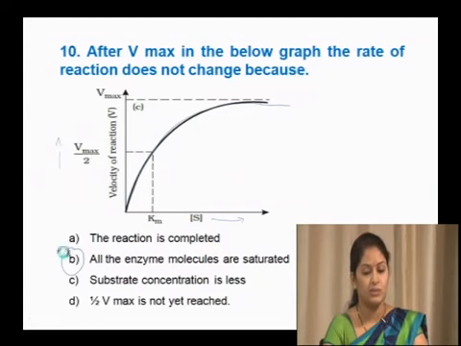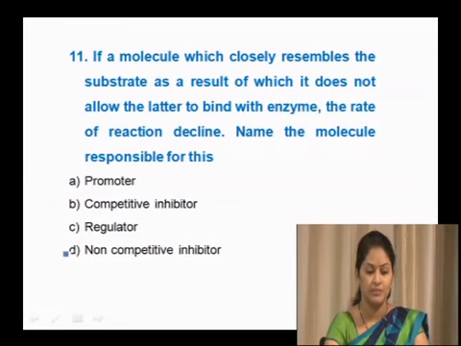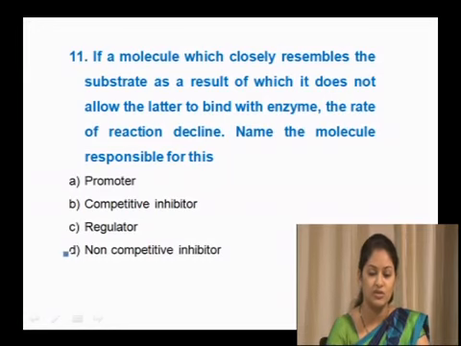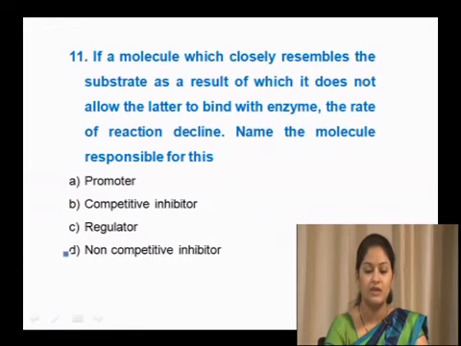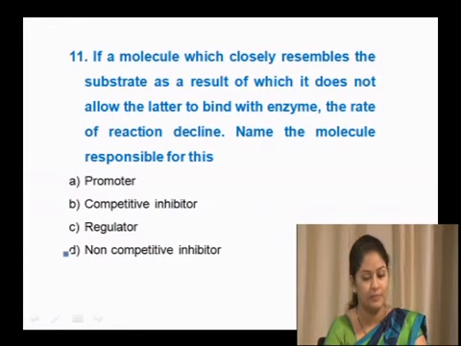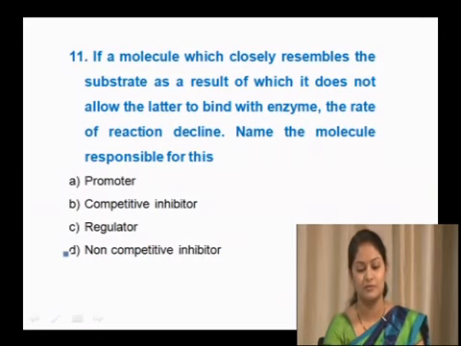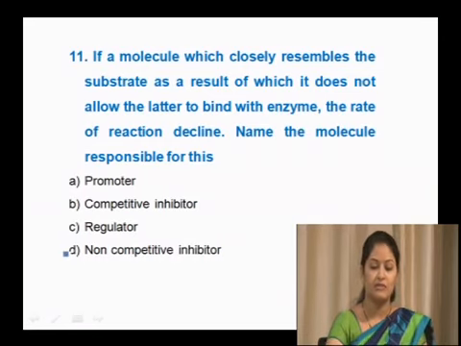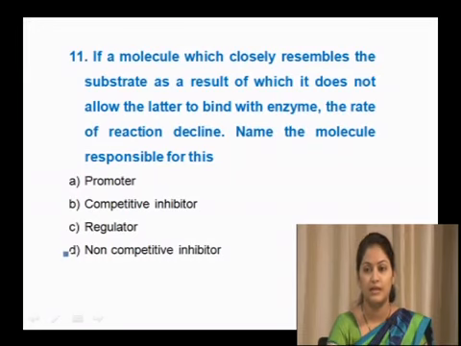Moving on to the next one, question number 11. If a molecule closely resembles the substrate, as a result of which it does not allow the latter to bind with the enzyme, the rate of the reaction will decline. Name the molecule responsible for this. So here we are including another factor of enzyme.